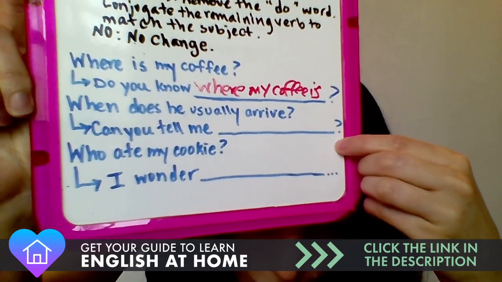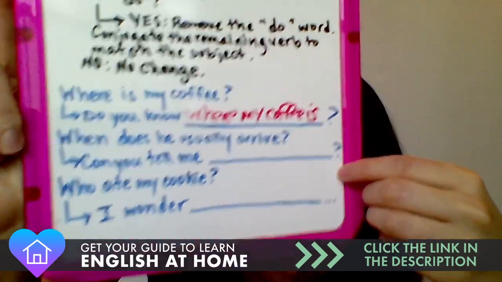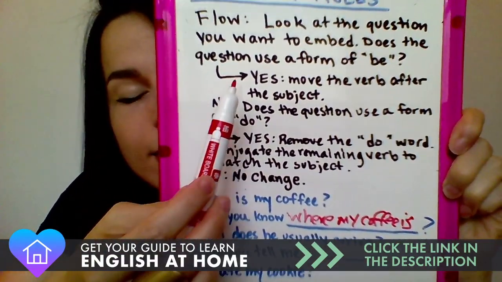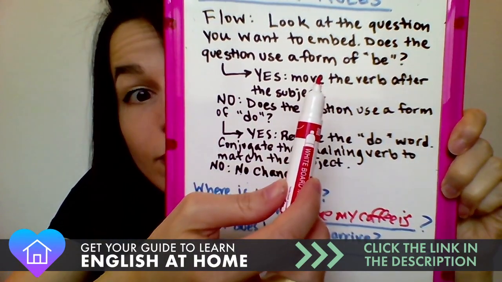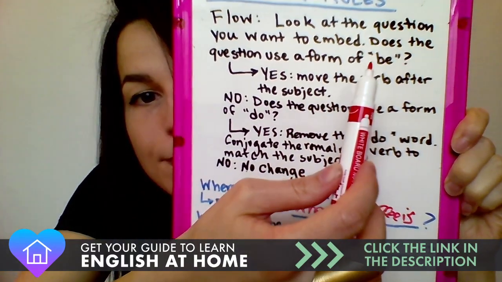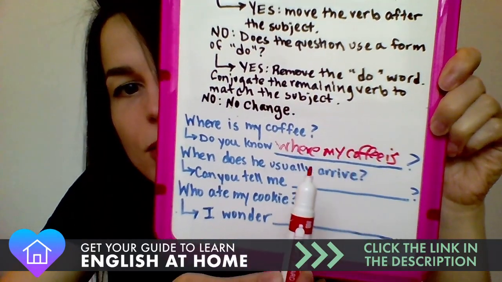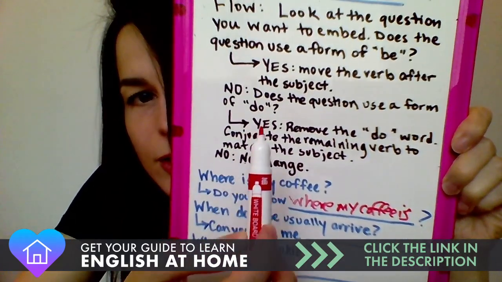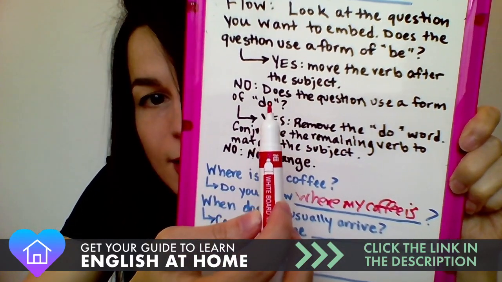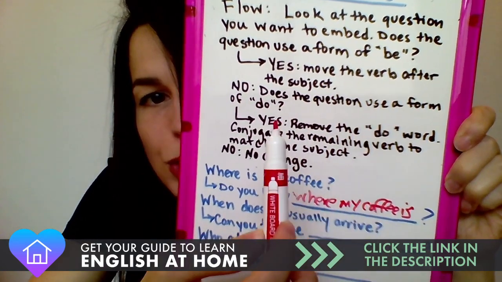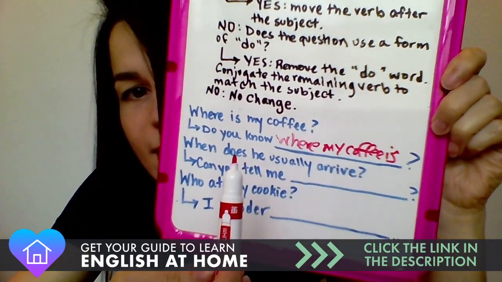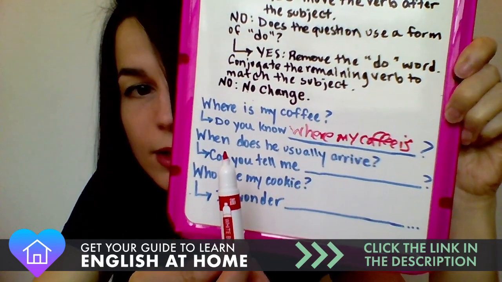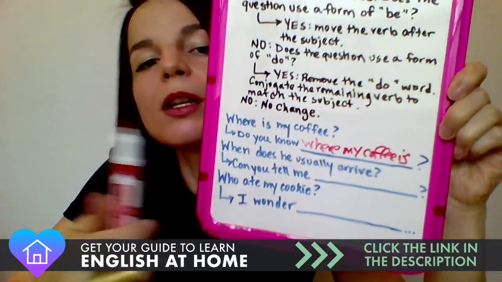When does he usually arrive? Okay, so let's apply our flow chart again. First, does the question use a form of be? So in this question, when does he usually arrive? We do not see a be verb here. So the answer is no. Next question: does the question use a form of do? Yes. So we know we need to use this do rule. So what should we do?